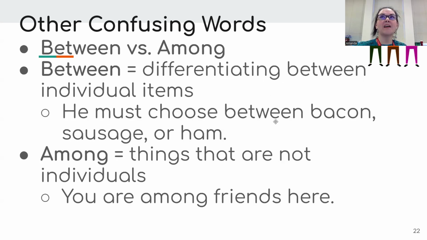Between and among. This one's also confusing. Between is differentiating between individual items. So he must choose between bacon, sausage, or ham. When I grab a pen, I choose between black, blue, and red. I always prefer blue. So when I grab between my 3 pens, I usually choose my blue. Between my pens, I pick my blue pen.